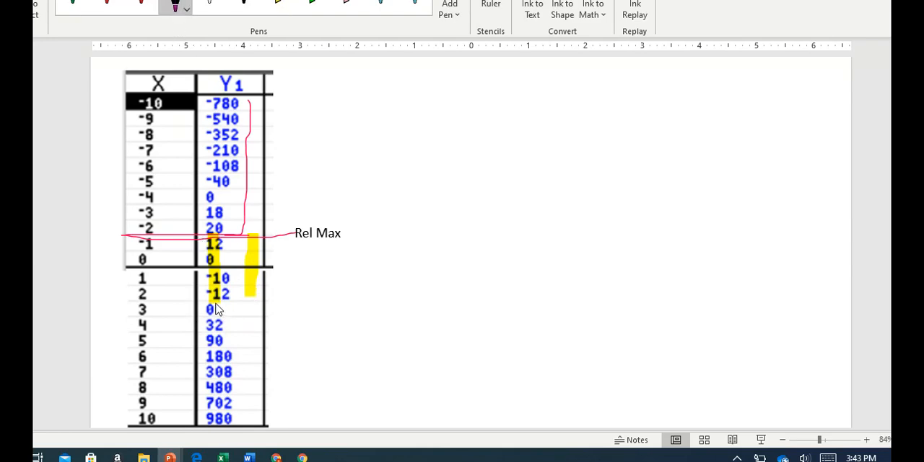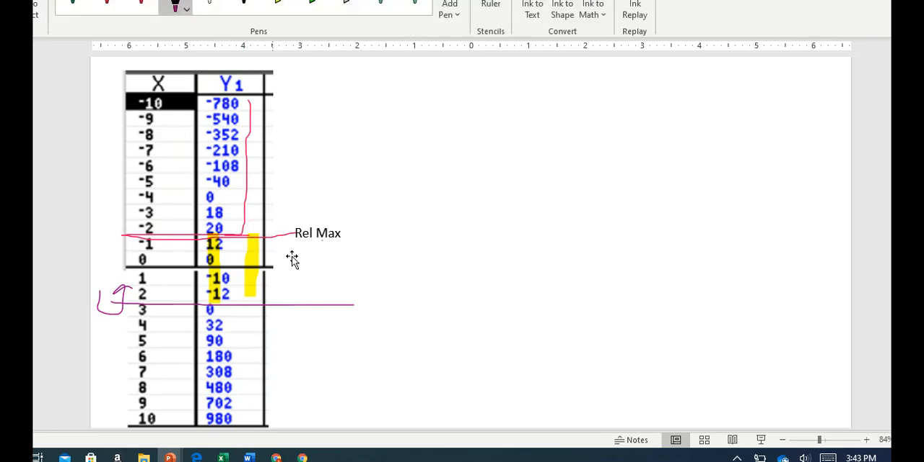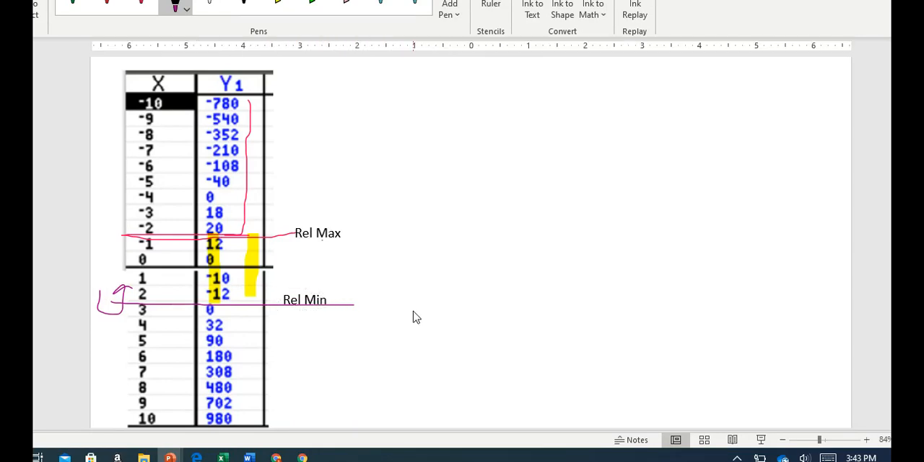But then we go from a y value of negative 12 to a y value of 0. So we just went from decreasing back up to increasing. We're going from decreasing to increasing, so there would be a relative minimum point right here. Continuing the pattern from 0 to 32, it's increase, increase, increase, increase, and then they just keep increasing from there.